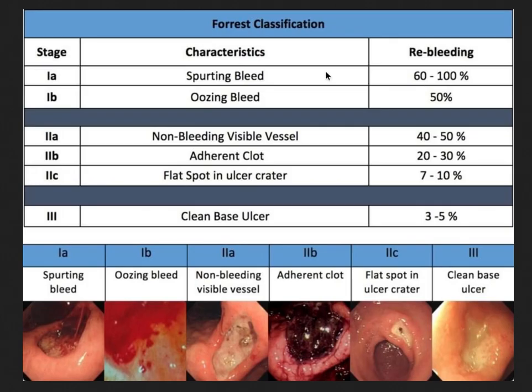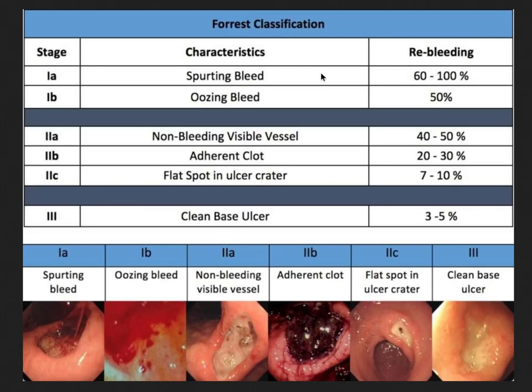As you can see here, 1A is a spurting arterial bleed. This is the most dramatic. You're looking at active pulsatile spurting, typically from an exposed artery. The rebleeding risk is 60 to 100%. And this is a medical emergency. You must perform endoscopic therapy immediately, usually combining epinephrine injection, thermocoagulation, or hemoclips. Patients like these often need ICU level care, serial hemoglobin checks, and close hemodynamic monitoring.